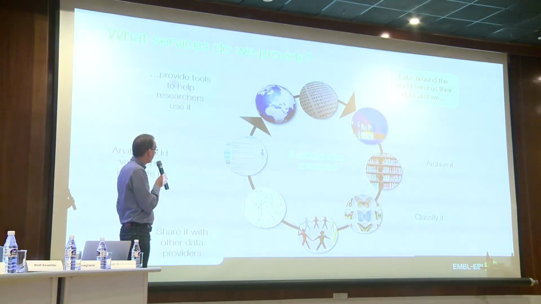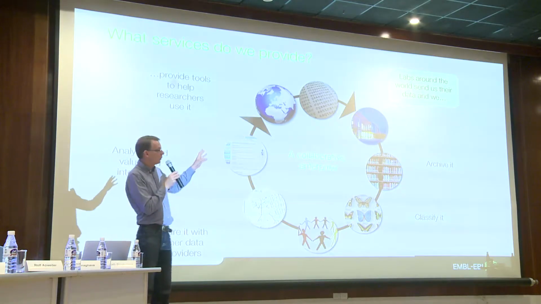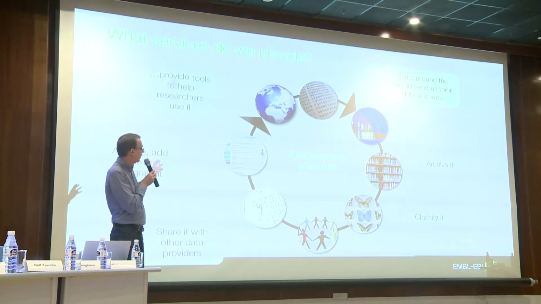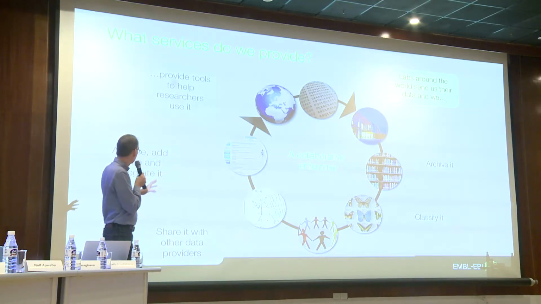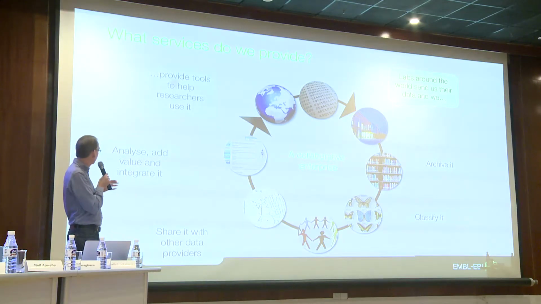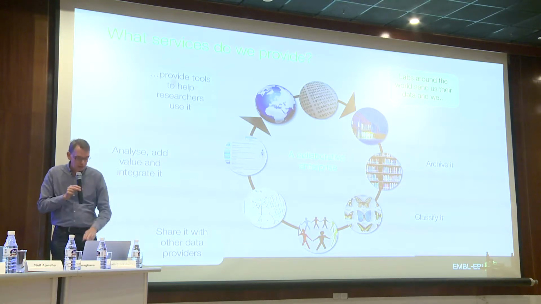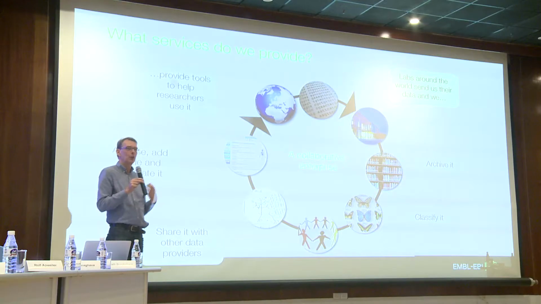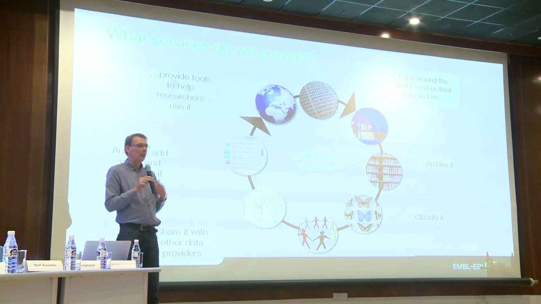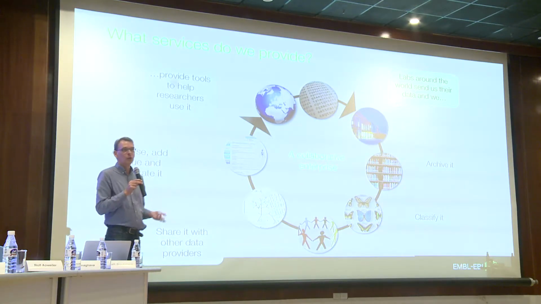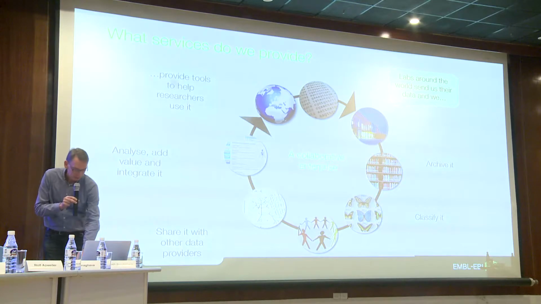Well, what usually happens is labs around the world send us their data, we archive it, we classify it, we share it with other data providers, then we analyze, add value and integrate it, and provide tools to help researchers to use it. And then hopefully, the users make good use of it, get new clever ideas, design new experiments, create new data, and send it to us. So it's a collaborative cycle.